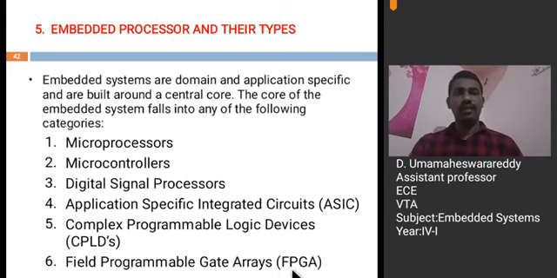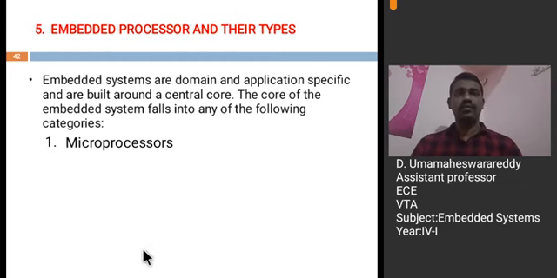Let us see each one in detail. First, microprocessor. A microprocessor is a silicon chip that represents a central processing unit. What does it contain? The microprocessor contains the central processing unit as well as arithmetic and logic units and a predefined set of registers and instructions.